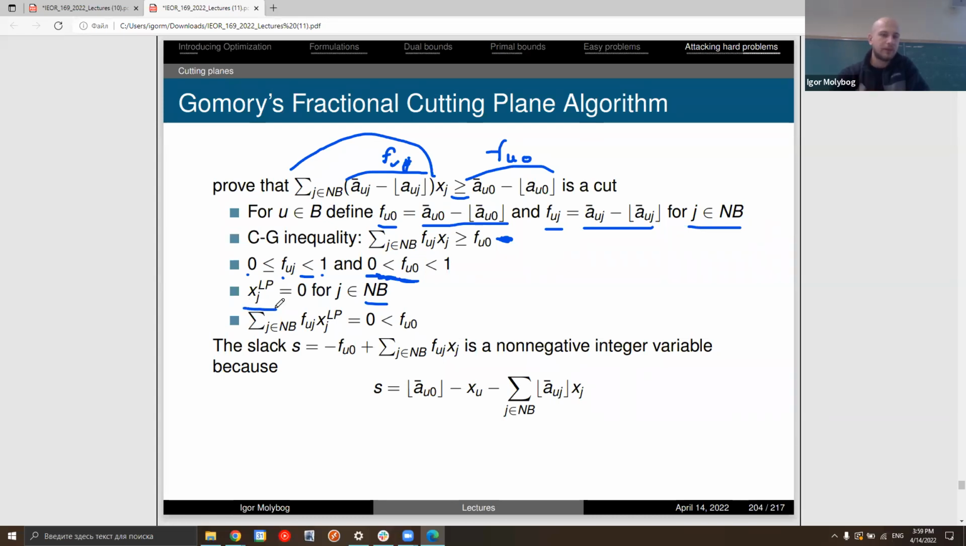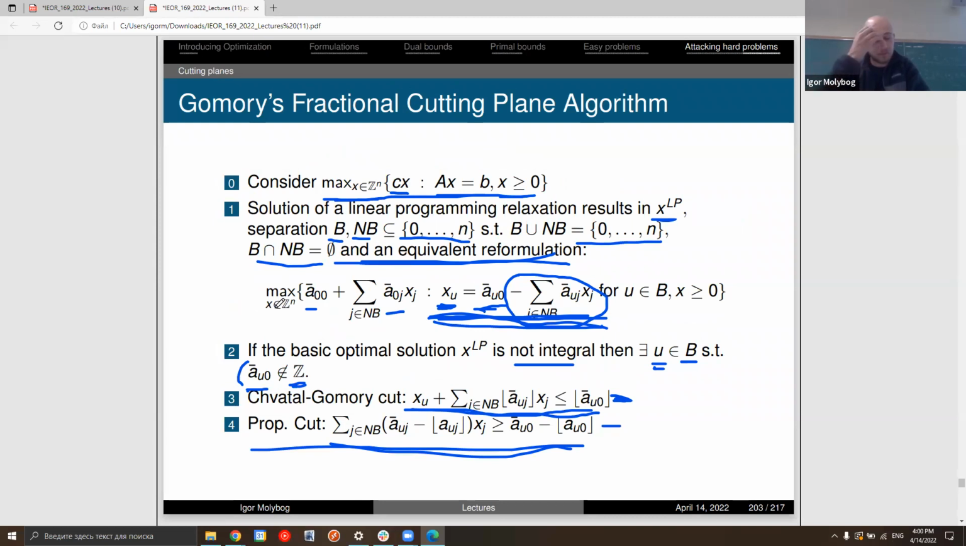Therefore this inequality is not satisfied by xLP itself. And now we just need to show that this inequality is satisfied by all other points from the feasible set. And for that, we just need to observe that xu is equal to this thing over here. And if we substitute this thing over here into this inequality instead of xu, we will get this inequality. Therefore, it's a valid inequality on one hand, and on the other hand, it's a cut.